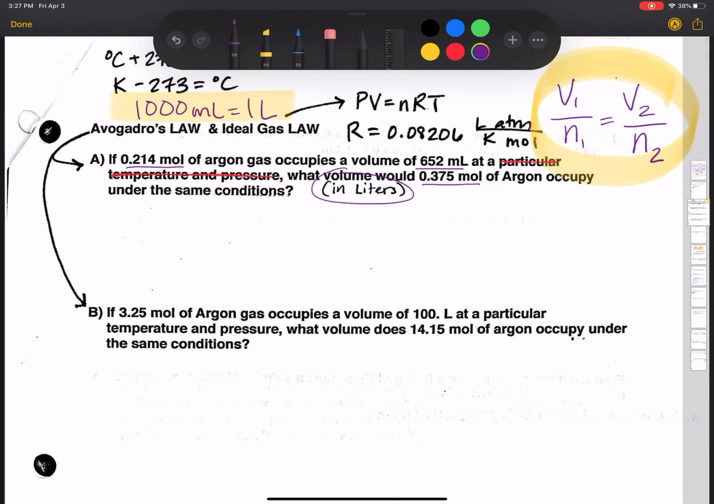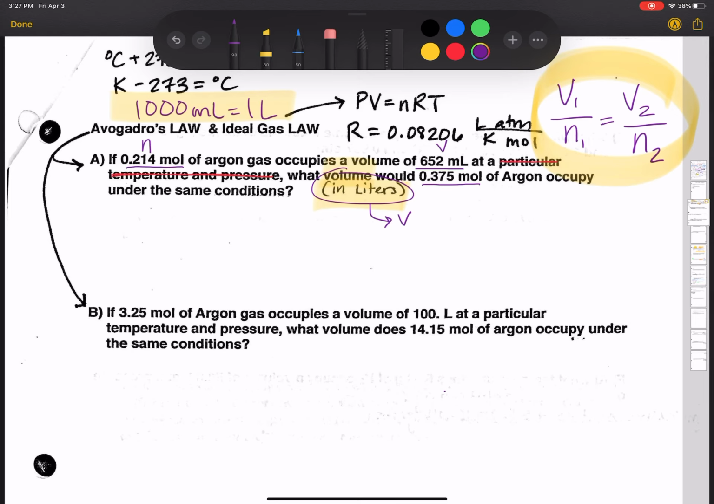I also, while reading the question, went through and underlined all my data so it'd be easier for me to label it. The 0.214 moles is clearly going to be represented by the variable N. I just don't know yet if it's N1 or N2. That amount of moles is at specifically 652 milliliters worth of volume, so this is going to be a V for volume. I'm searching for a different volume, and notice that they specifically told you that this volume has to be in units of liters. So I know that I'm going to have to solve for a new V variable.